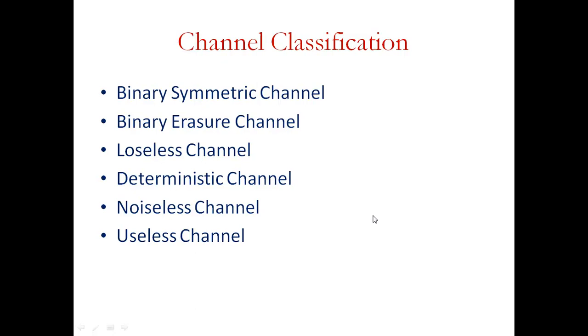The discrete channel is classified as binary symmetric channel, binary erasure channel, lossless channel, deterministic channel, noiseless channel, and useless channel. Now we will understand what these channels are and how to find the channel capacity for each and every channel separately. First, channel capacity is nothing but the amount of information the channel can actually transmit.